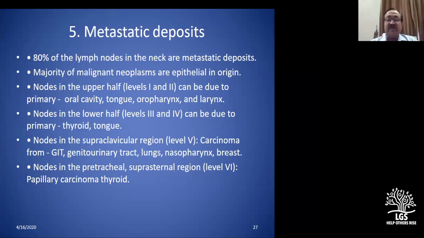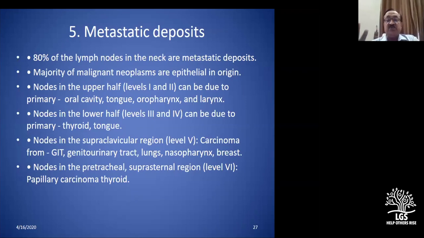Nodes in the supraclavicular region, I think all of you know. Mainly we talk about the gut here, genitourinary, lungs, nasopharynx also can go there, breast. And papillary carcinoma, I think you know. In addition, it can also involve levels 3, 4, 5, 6. So every postgraduate should have very, very thorough knowledge about the organs drained to level 1 and 2 when the question is asked. At least three sites you should be able to tell without any problem.